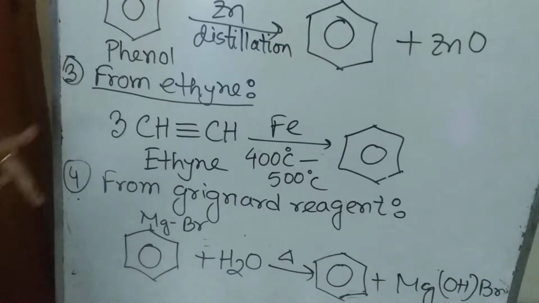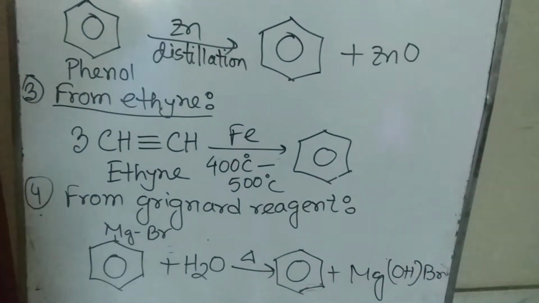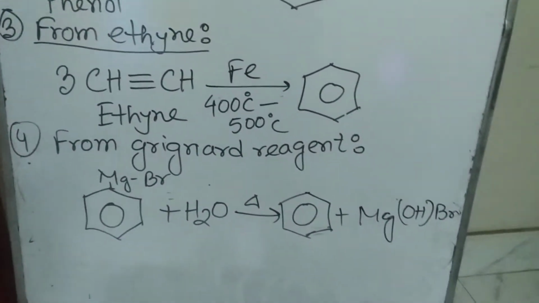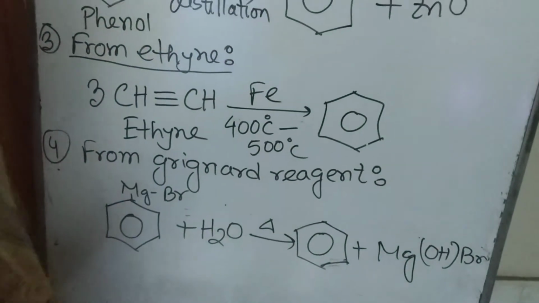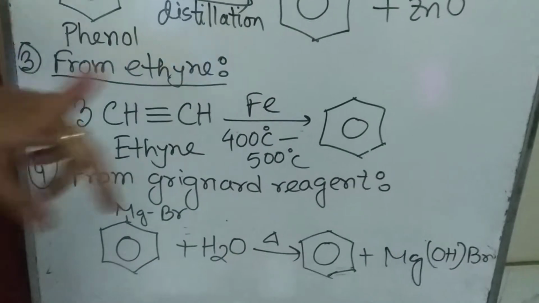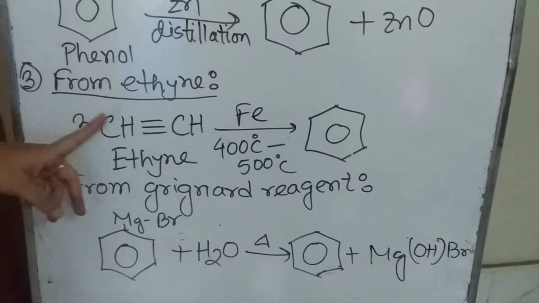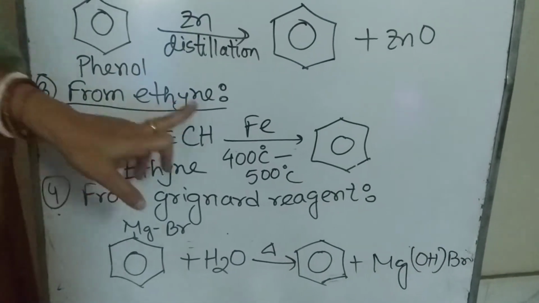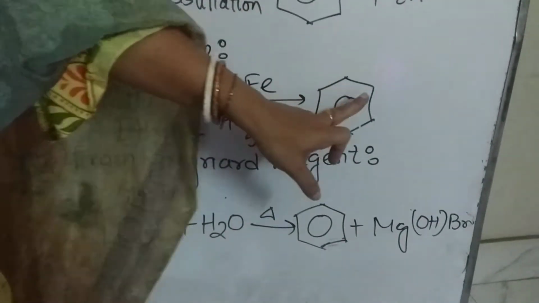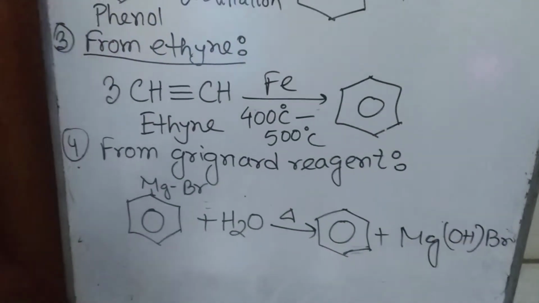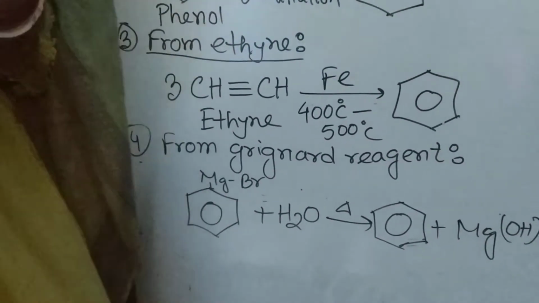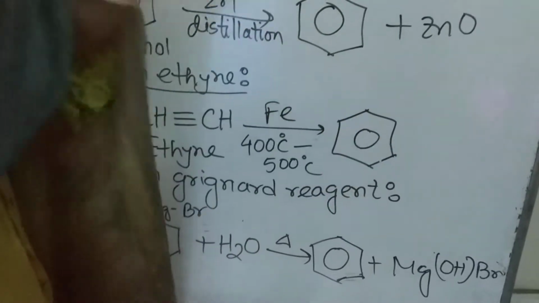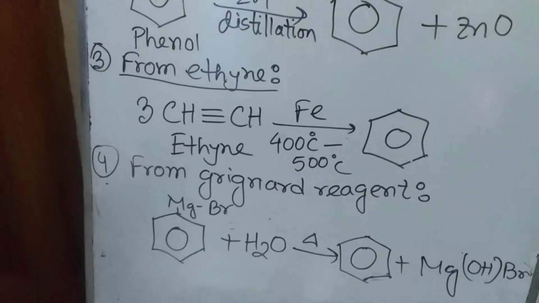You know the reaction in which more than one molecule joins with each other and forms a large compound is known as a polymerization reaction. The product is known as the polymer and the reactant is known as the monomer. Here you have seen that 3 molecules of ethyne joined with each other and formed benzene. That means more than one ethyne molecule takes part in this reaction. That's why benzene is called the polymer of ethyne also.